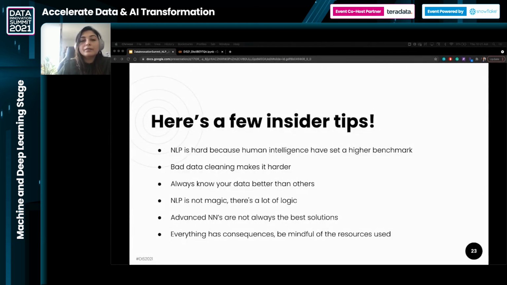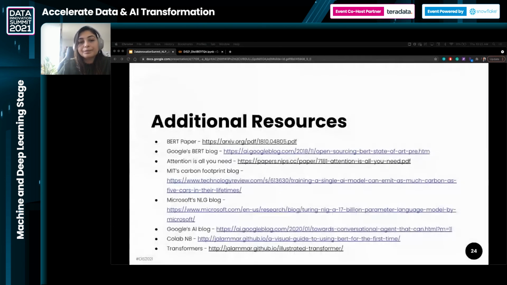Just a quick insider tip: on all your NLP models, data cleaning is the best thing you can do to make sure that your model performs well. There's no shortcut in that. And most of the time, advanced neural networks may not be your best solution. Make sure you understand what your data is actually looking for and what your business case is, then choose the best path.